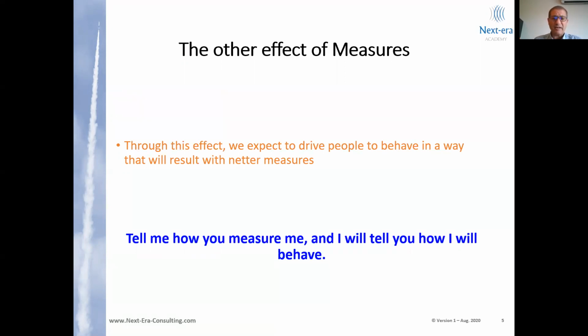In a sense, the reality of human beings is that we behave according to our measures, or another way, we can use this quote, "Tell me how you measure me, and I will tell you how I will behave." This is a tremendously important element of measurements. Not always do you remember that this is the case.